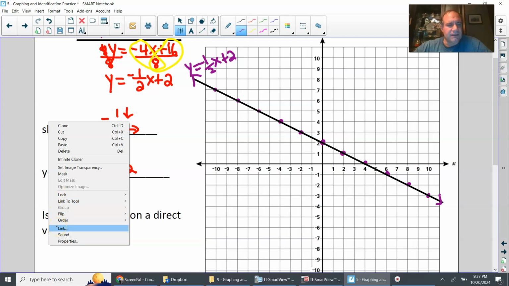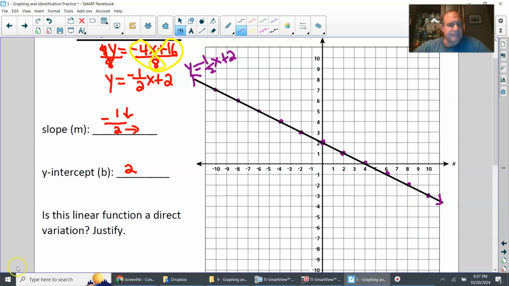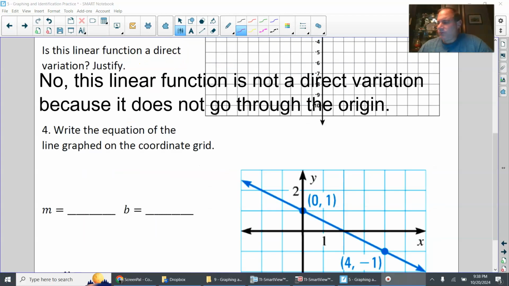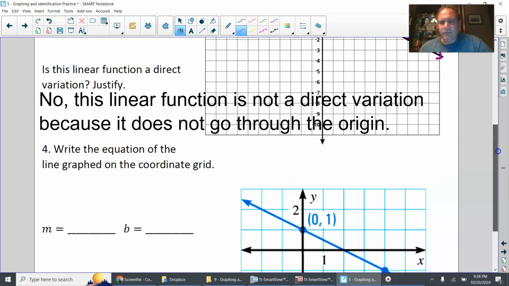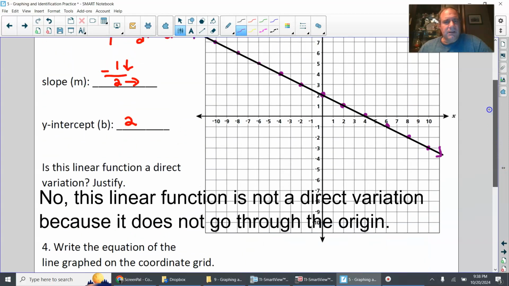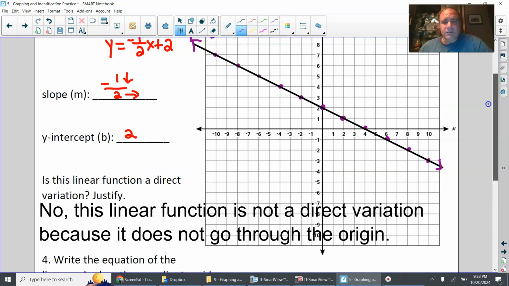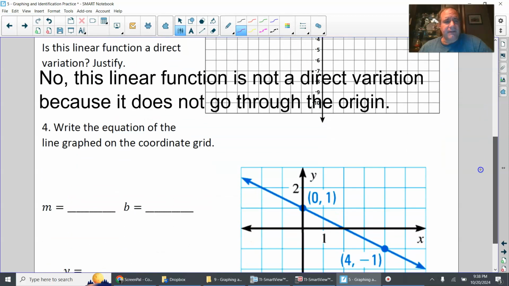All right. And that's basically it. And there you have it. No, this is not a direct variation. Just take a look at it. It does not go through the origin at all. That crosses it too. So this is not a direct variation.